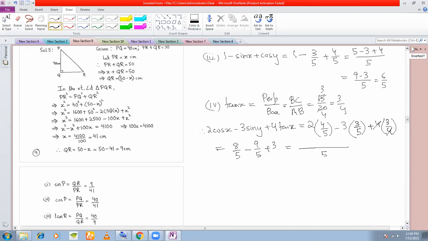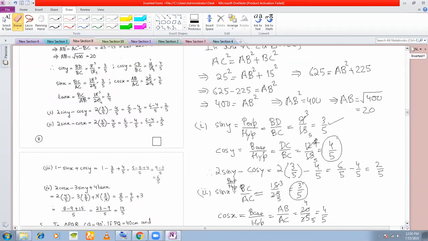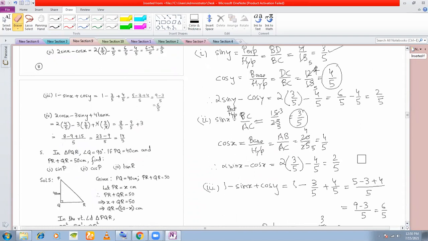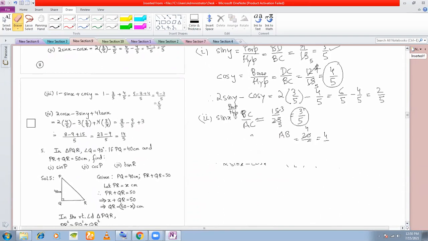We'll take the LCM. 8 minus 9 plus 15. 15 plus 8 is 23. 23 minus 9 by 5, which is equal to 14 by 5. That's the answer. Okay, so this was nothing but finding out all the ratios from the triangle given. Any questions on this problem? Anywhere? No question. And I'll move on to the next question.